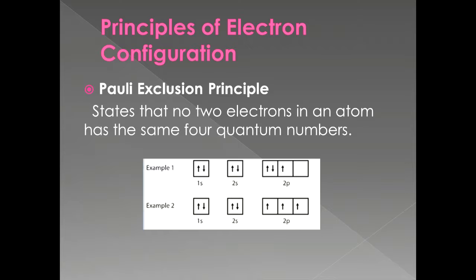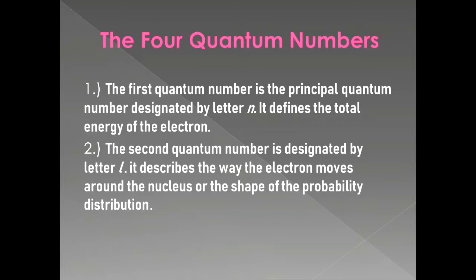The Pauli exclusion principle states that no two electrons in an atom have the same four quantum numbers. The four quantum numbers. The first quantum number is the principal quantum number, designated by the letter n. It defines the total energy of the electron.